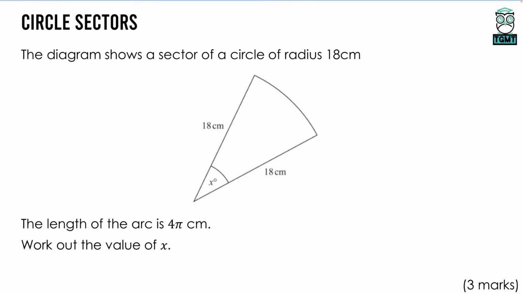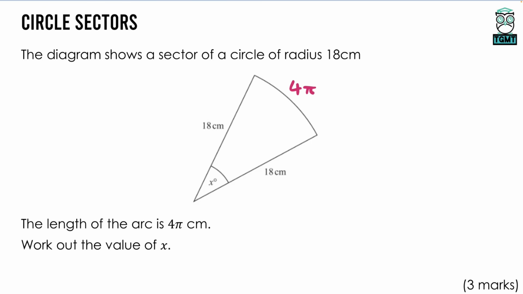Okay, so we have a circle sector here, and it says that the circle sector has a radius of 18, which we can also see on the diagram. It says the length of the arc is 4 pi. So the length of the arc being 4 pi means that this length over here is 4 pi. It says work out the value of x.